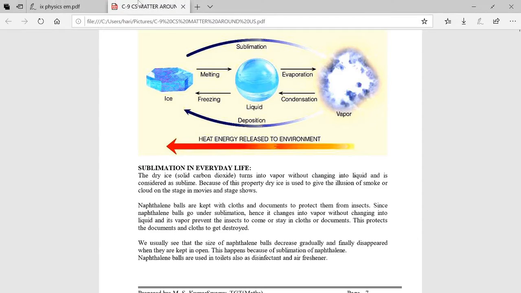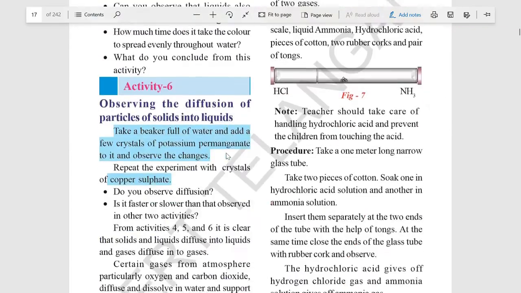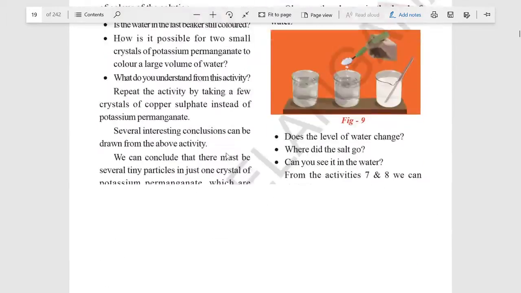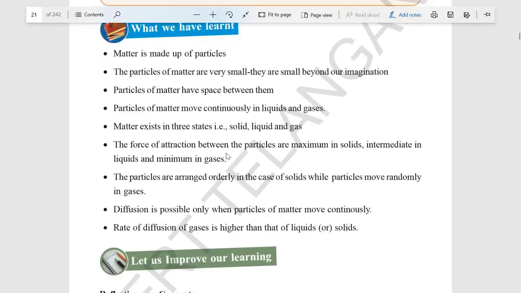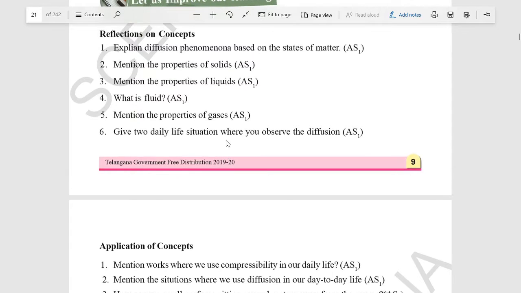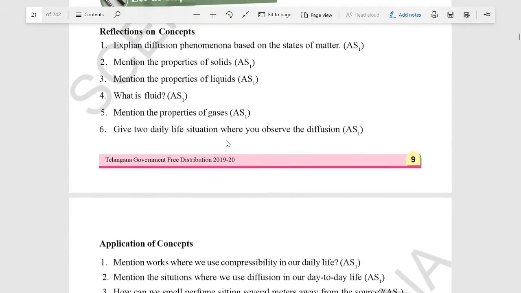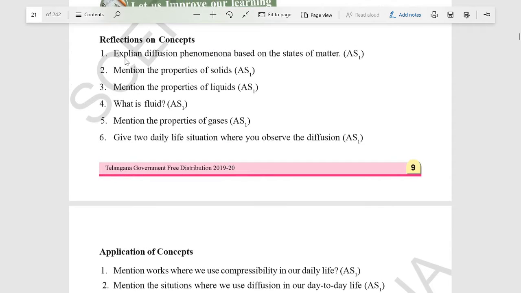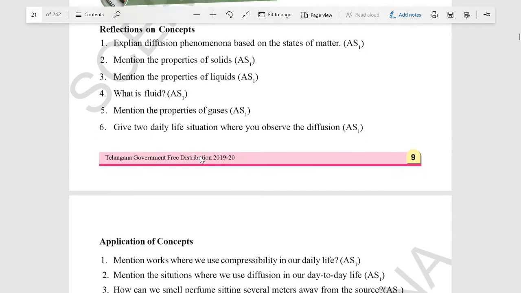So these are the various questions we will learn now. Hope you have the textbook. If not, just take it down. The questions: explain diffusion phenomena based on the state of matter. Mention the properties of solid. Mention the properties of liquids. What is fluid? Mention the properties of gases. Give 2 daily life situations where you observe diffusion.